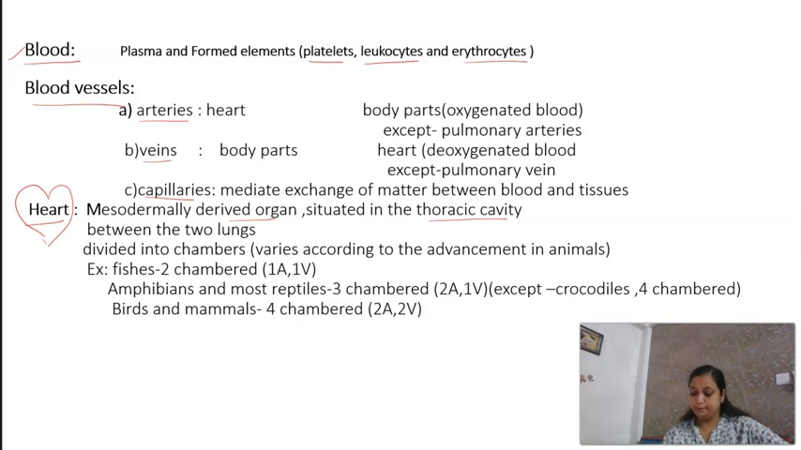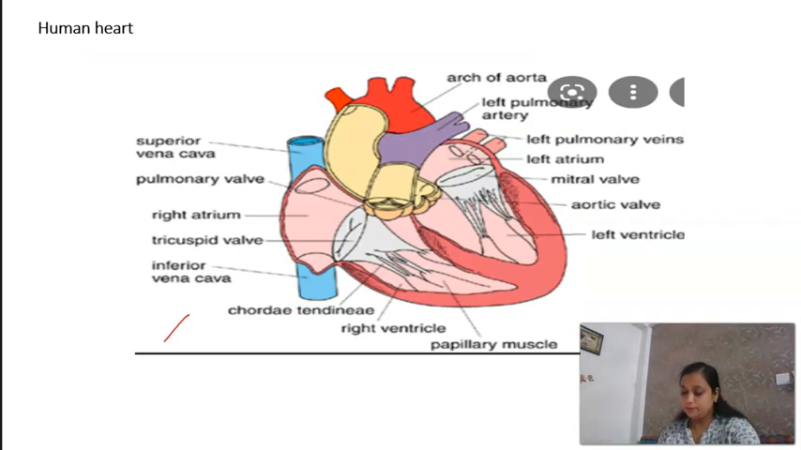towards the left. It has chambers, and the number of chambers varies from primitive to advanced animals. A fish has only a two chambered heart, one auricle and one ventricle, whereas amphibians and most reptiles have a three chambered heart, two auricles and one ventricle. There is an exception: a crocodile has a four chambered heart. Birds and mammals have a four chambered heart, two auricles and two ventricles.